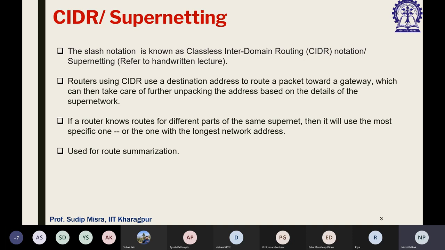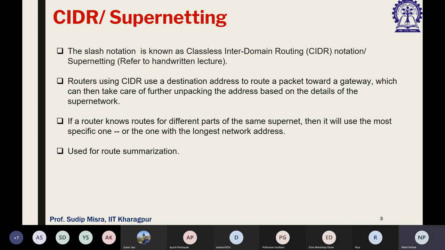So subnetting, we understand, is taking the bigger network and breaking it into smaller parts. Now the question is, what is supernetting? Supernetting is conceptually the opposite of subnetting. In supernetting, you take the smaller networks and then you form the bigger network out of those smaller networks.